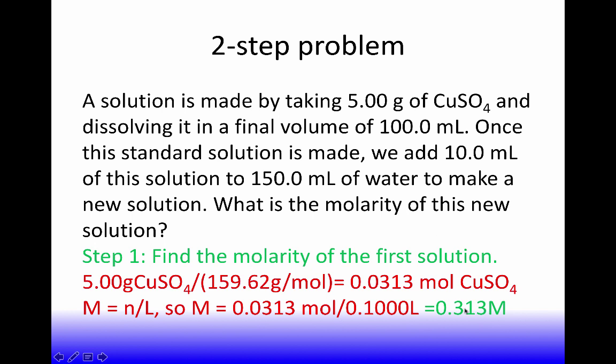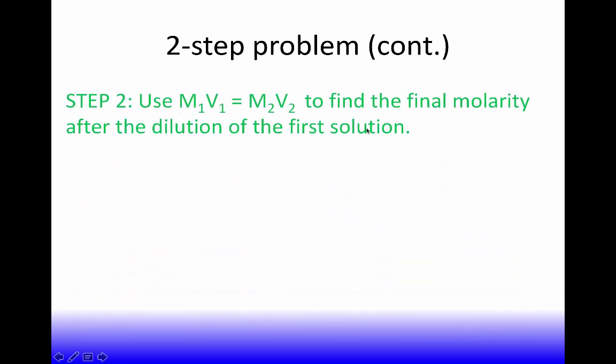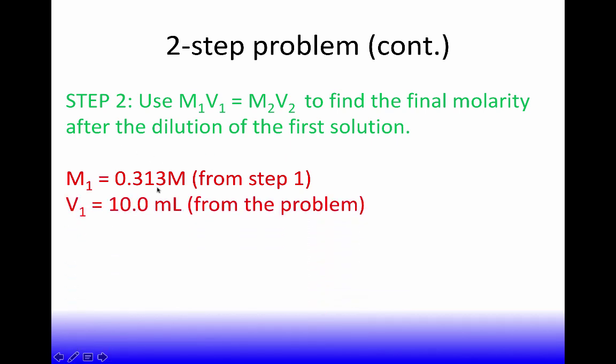Okay, now we're going to need that in the second part, because look, we're going to take some of that, 10 mils of this, and we're going to add it to 150 mils of water, and then we're going to have to determine what the molarity is. So, step 2, we're going to use M1V1 equals M2V2 to find that final molarity. M1 comes from step 1. We found that the first solution was 0.313 molar. The volume comes from the problem. It was 10 mils. We're going to take 10 mils of the 0.313 molar. Now we're going to calculate what M2 is. That's what we're trying to find from the problem.